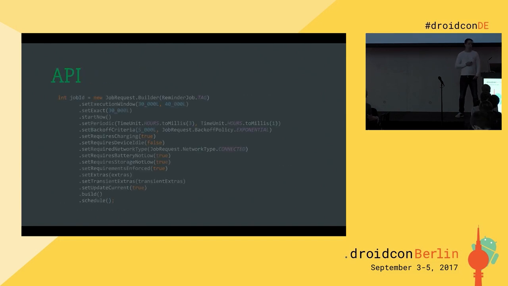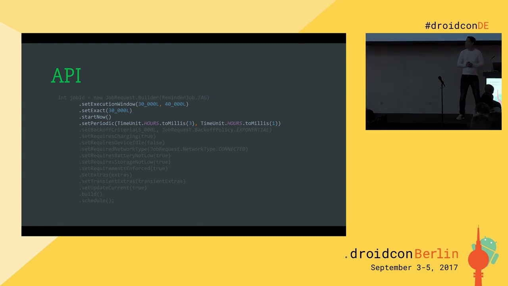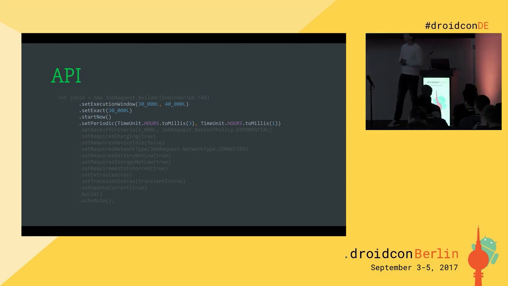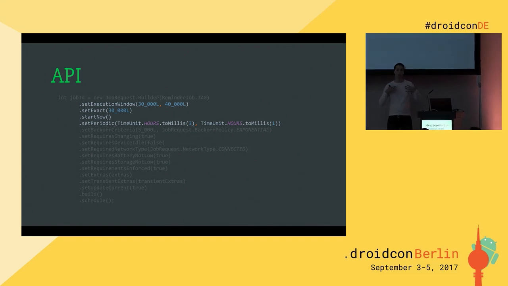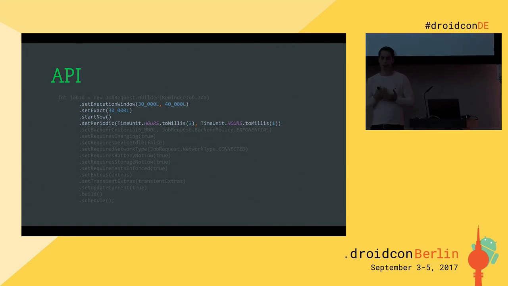So let's look at the features. Those are all of them, and we'll quickly go over them. The first thing is that for our jobs, we need a tag to identify our job later. For the time requirements, we have four methods. For example, we can define a time window for our job if we need to run it only once. On the other side, if we need an exact job, then we call set exact, and the job will really run at this time. And you don't have to deal with all those different methods for the alarm manager.